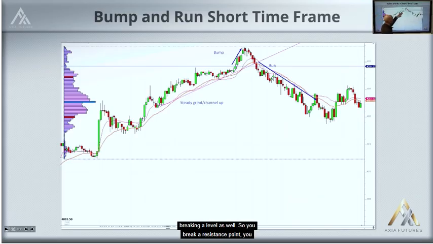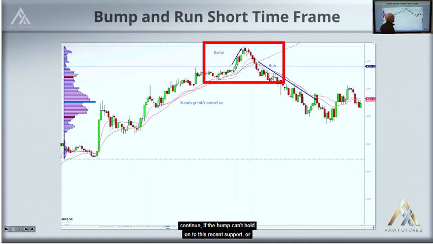So you break a resistance point, you get the acceleration up because the break of resistance brings in new buyers. It brings in buyers who have been holding along this trend, hoping for the acceleration, brings those into play. So that gives you that drive up. So now you've got the energy for the run side of things.